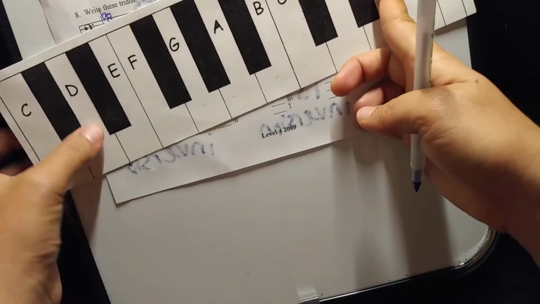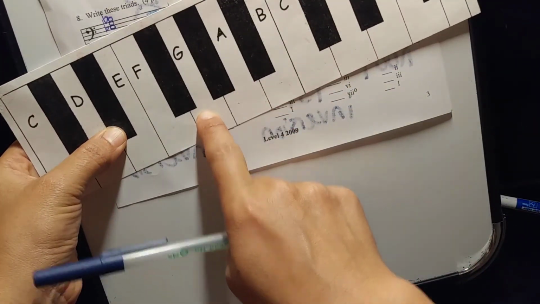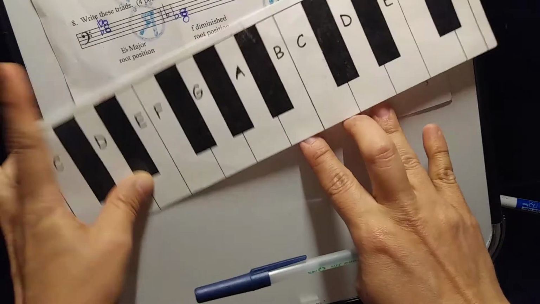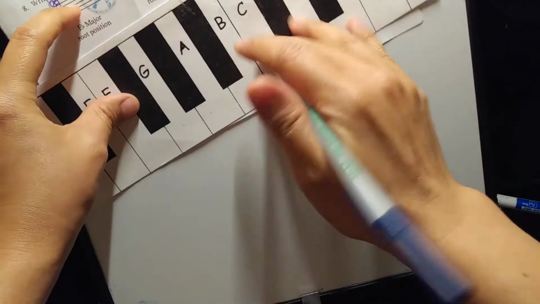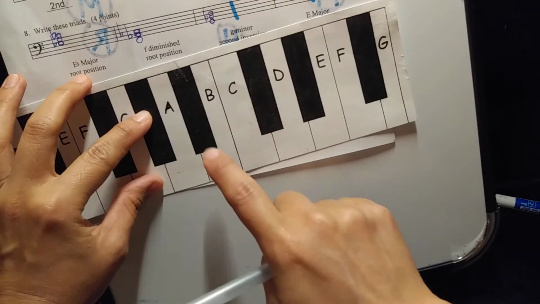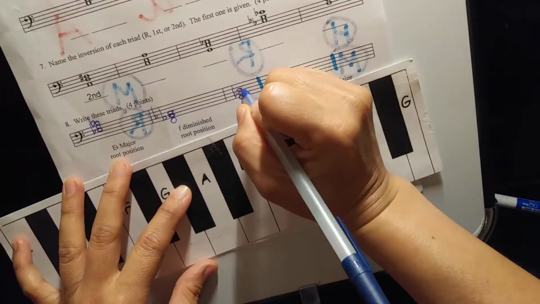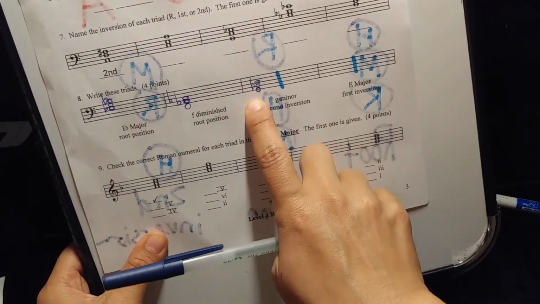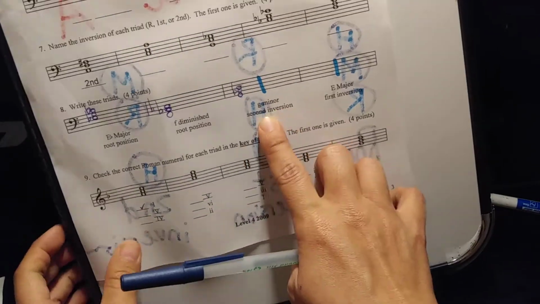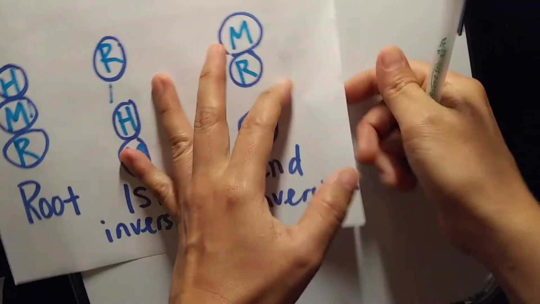So over here you have G. We're going to count 3 half step. 1, 2, 3. This is B flat. From B flat, we're going to count 4 half step. 1, 2, 3, 4. That's just D. So this is your root position. But since they asked for the second inversion, then you know you need to look like that.